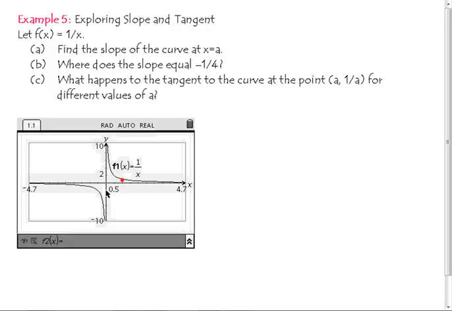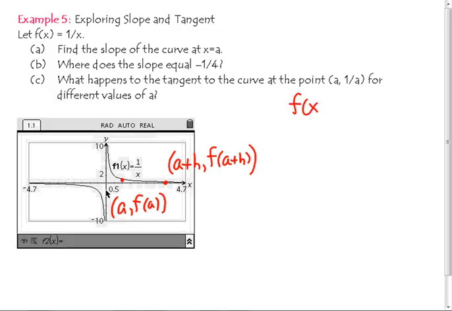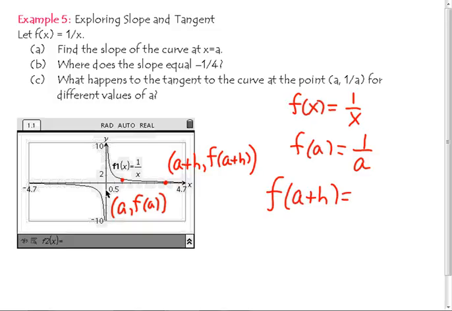Okay? So what's that ordered pair? That's a, f of a, and then we're going to move over to some h value, so it's a plus h, f of a plus h. Well, what's f of a? If f of x is equal to 1 over x, then what's f of a? 1 over a. So far, so good. What's f of a plus h? 1 over a plus h.